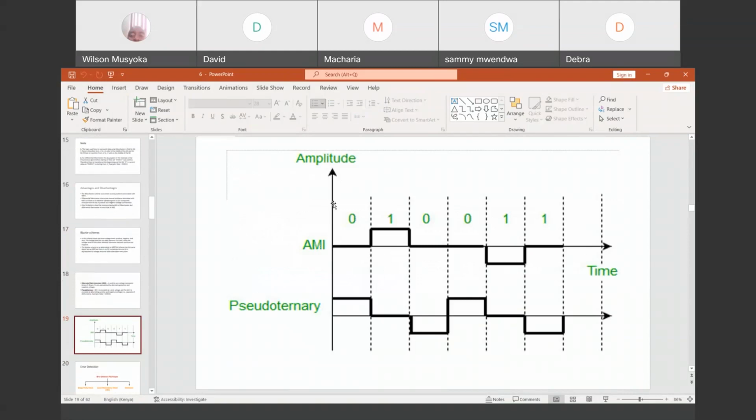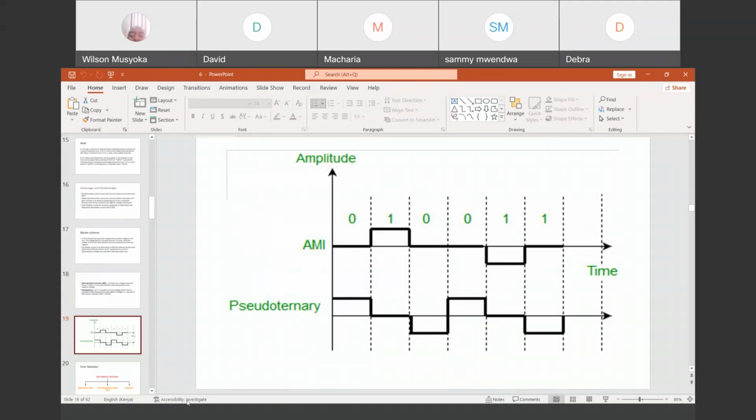We have the AMI, where a zero is represented as a zero here, and then a one is either going to be a positive or a negative. That is what it means. In the pseudo-ternary, we are going to have a zero represented as a positive or negative voltage, and then a one is represented as a zero. So it is going to be alternating between these two.